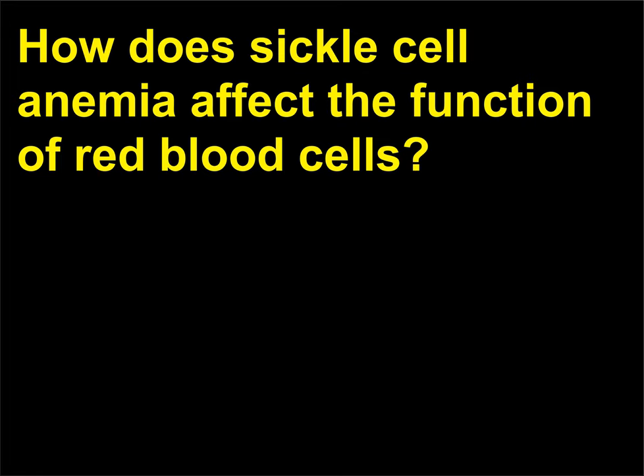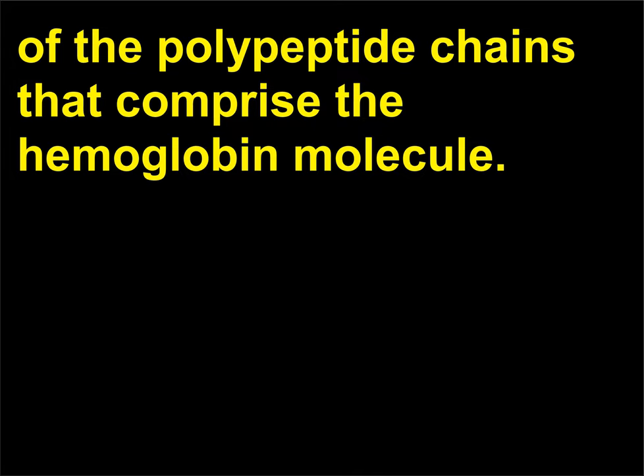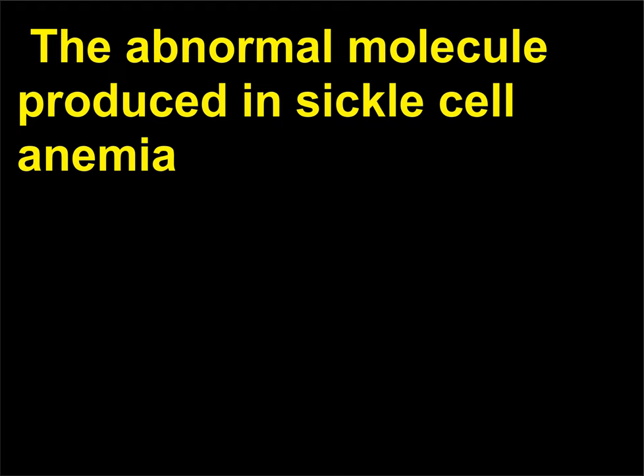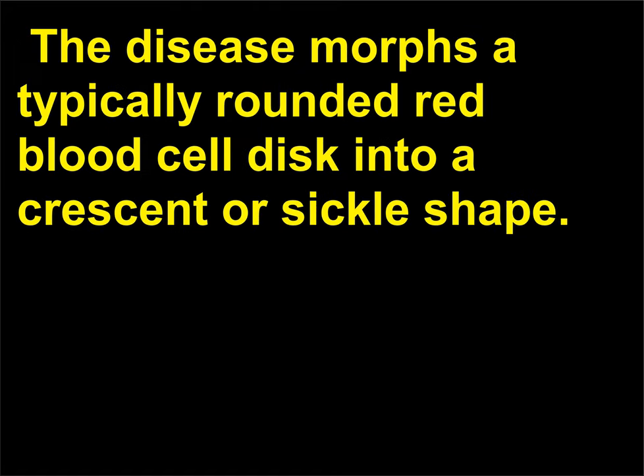How does sickle cell anemia affect the function of red blood cells? The genetic defect in sickle cell anemia is a mutation in one of the polypeptide chains that comprise the hemoglobin molecule. The abnormal molecule produced in sickle cell anemia causes a change in the shape of affected red blood cells. The disease morphs a typically rounded red blood cell disc into a crescent or sickle shape.